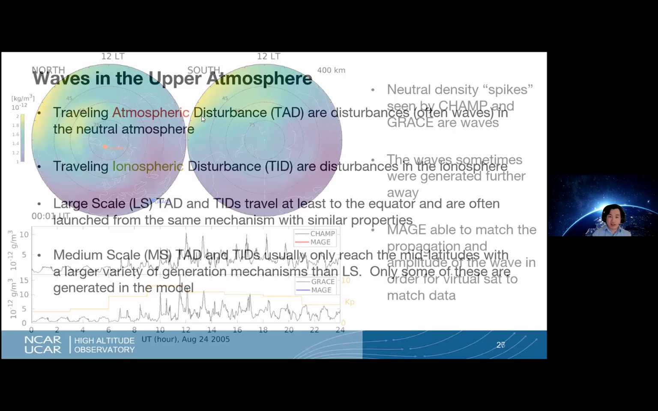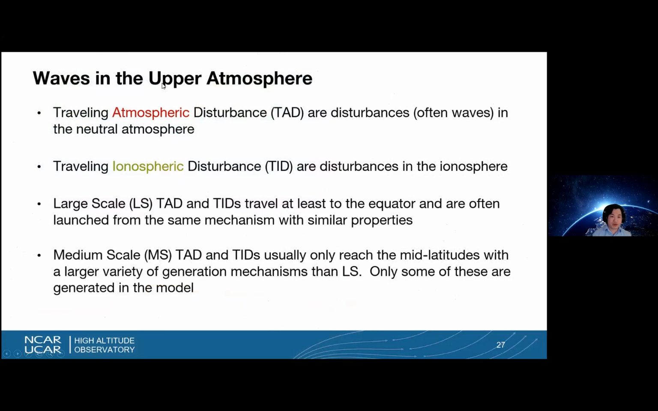All right. So before I talk about that, just a quick review of what the waves in the upper atmosphere are. In terms of terminology, in traveling atmospheric disturbance, atmosphere is the neutrals again. So what you were seeing is traveling atmospheric disturbances, or TADs. They're just disturbances, often waves, in the neutral atmosphere. Traveling ionospheric disturbances are disturbances in the ionosphere. The large scale ones that we were seeing will typically start at the pole and then travel to the equator and beyond, occasionally to the other pole as well.